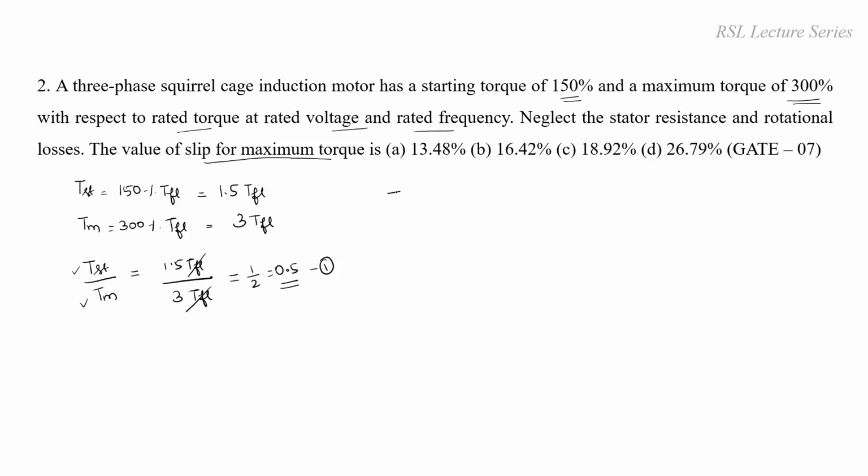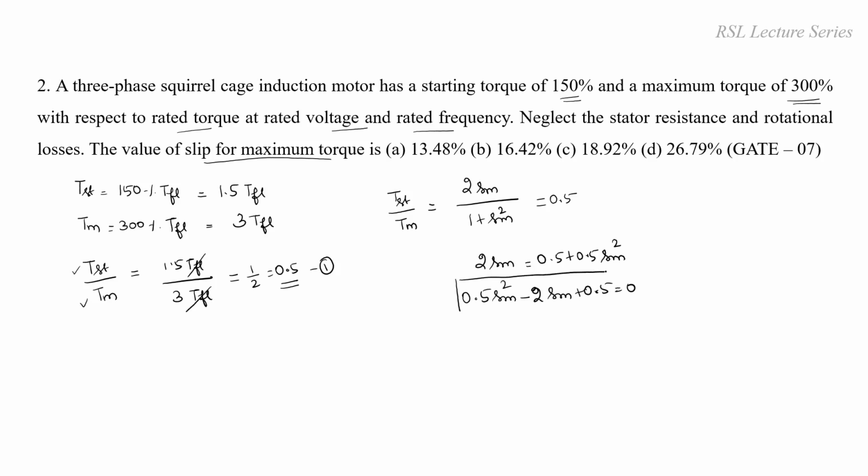So we have already derived the ratio between starting torque and maximum torque, which is equal to 2 into Sm divided by 1 plus Sm square, where Sm is the slip corresponding to maximum torque. So from equation 1, this is equal to 0.5. Okay, ratio between starting torque and maximum torque is equal to 0.5. So on cross multiplication, we'll get 2 into Sm is equal to 0.5 plus 0.5 into Sm square. So on rearranging, we'll get 0.5 Sm square minus 2 into Sm plus 0.5 equal to 0.